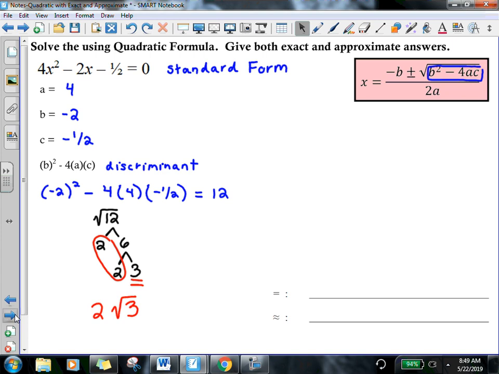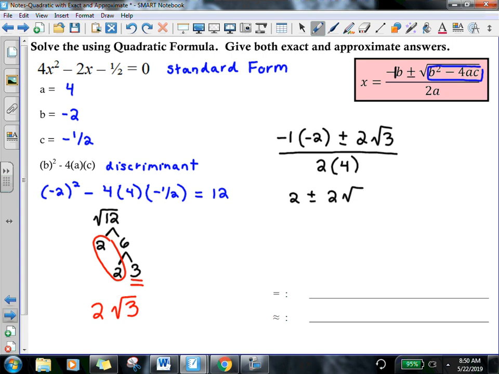Now we go to our quadratic formula, and we're going to start by replacing all of our values. So I want negative b, which is like negative 1 times b. So if I do negative 1 times our b value of negative 2 plus or minus the square root of 12, but we've already broken that down, so I'm going to replace that with 2 square root of 3, all divided by 2 times a. So now my next task is to simplify this. So I have positive 2 plus or minus 2 square root of 3 all over 8.